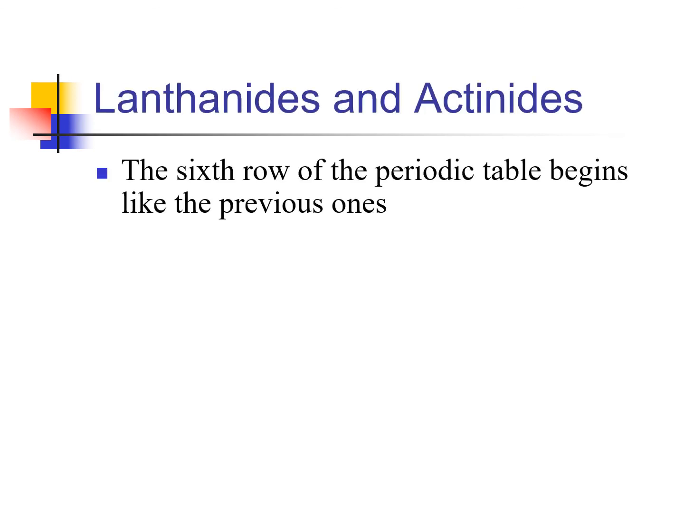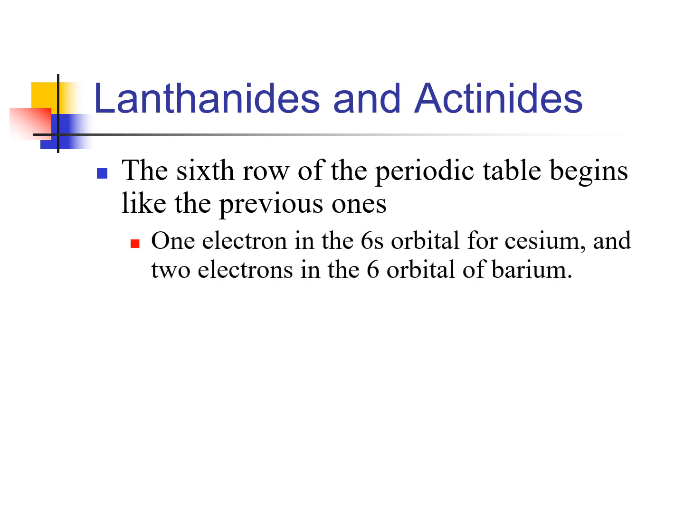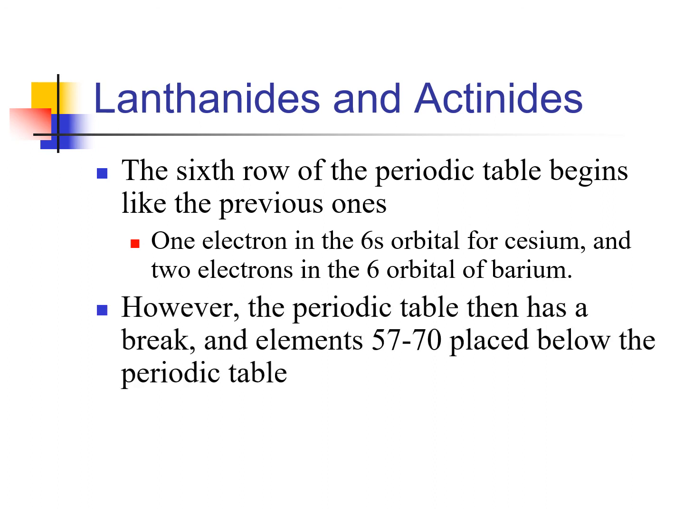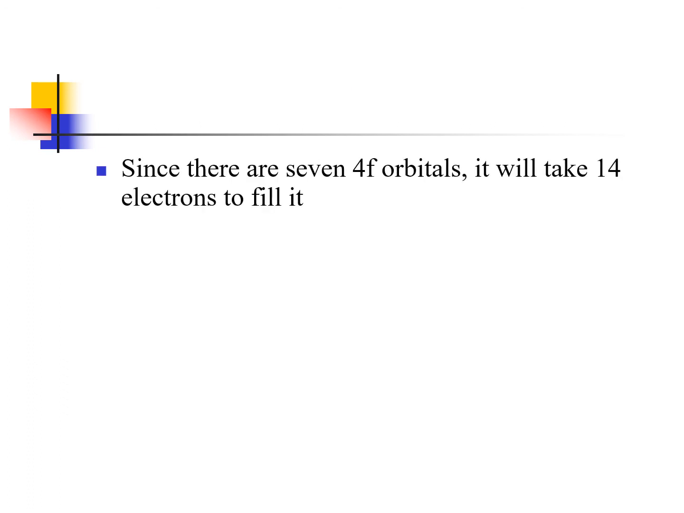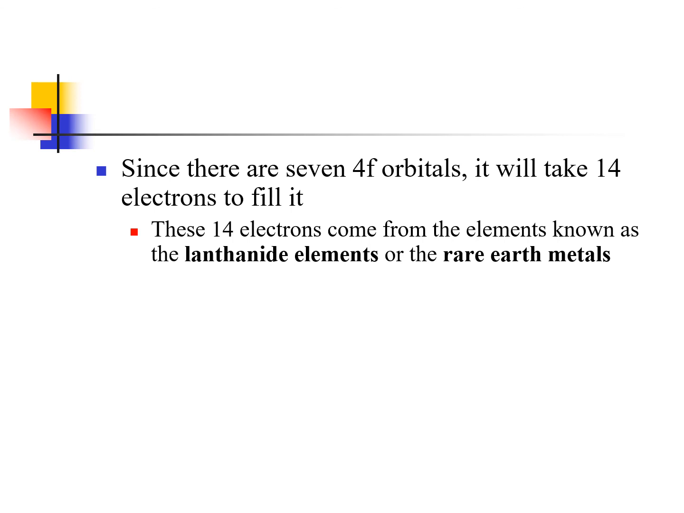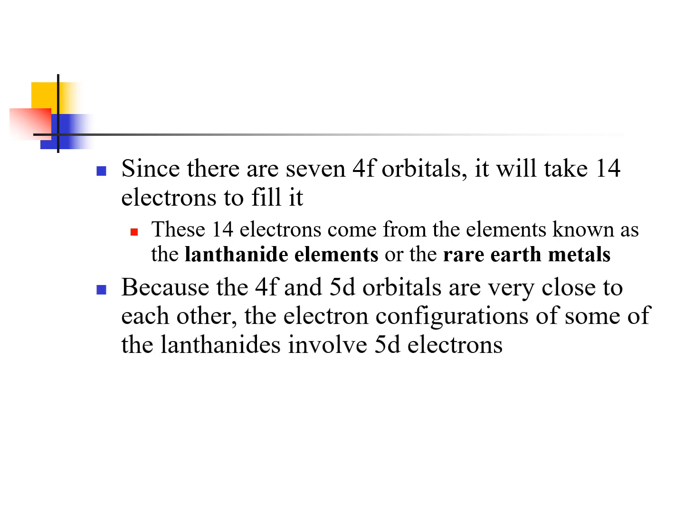Lanthanides and actinides. The 6th row of the periodic table begins like the previous one. So we're now in period 6, starting with cesium. So 1 electron in the 6s orbital for cesium, 2 in the 6s for barium. But then the periodic table has a break, and elements 57 through 70 are placed below the periodic table. This is where we get the new set, 4f. So again, to get to that 6s, we've actually skipped the 4f from the previous ones. And since there are 7 4f orbitals, it'll take 14 electrons to fill it. Again, 2 per orbital. These 14 electrons come from the elements known as the lanthanides or the rare earth metals.